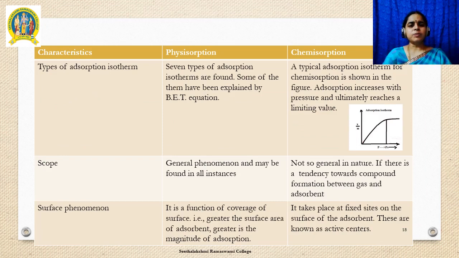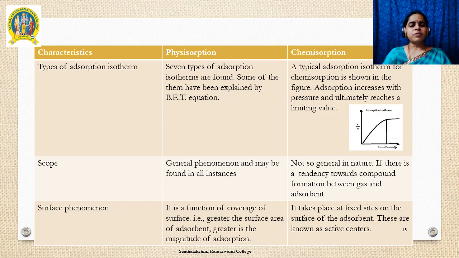There are 7 types of adsorption isotherms reported so far in the case of physisorption. Some of these were well explained by the BET equation. In the case of chemisorption, a typical single adsorption isotherm is represented as shown in the figure. In this, as the pressure increases, the adsorption also increases gradually. Ultimately, it reaches a saturation point. Even after that saturation point, if the pressure increases, the adsorption doesn't change. It reaches a limiting value.